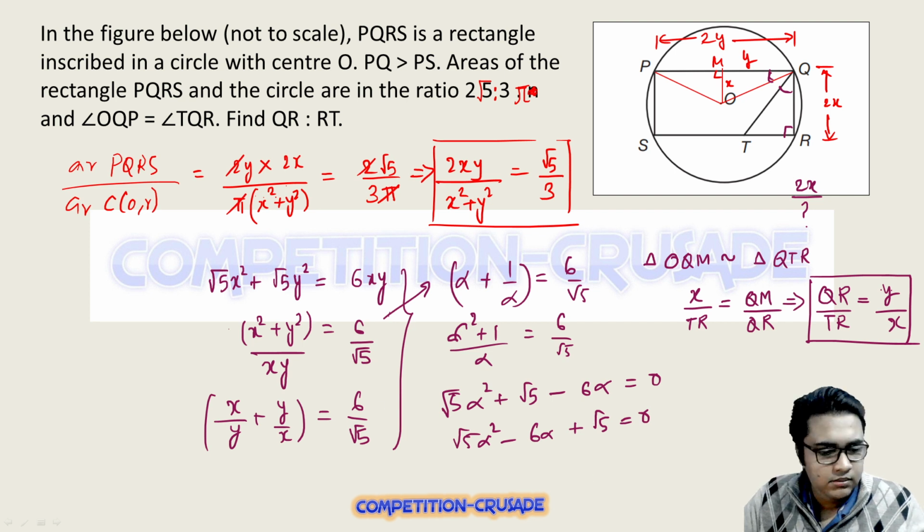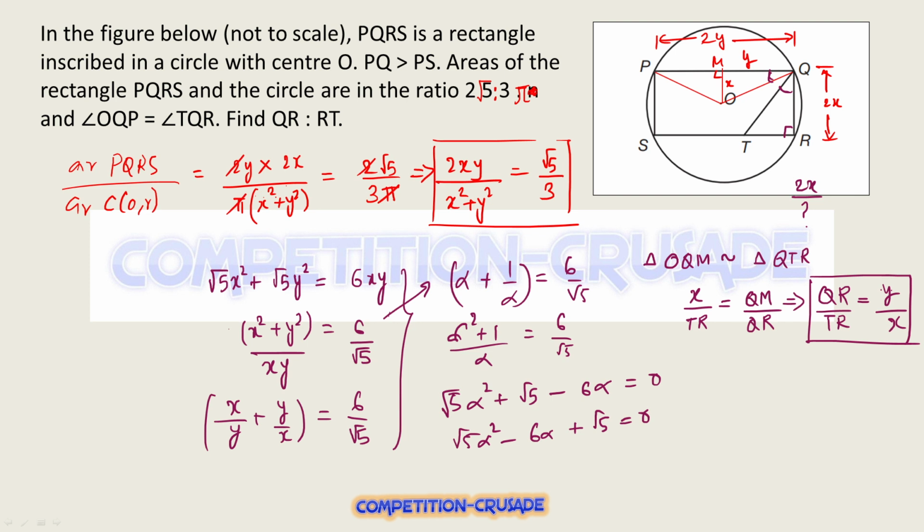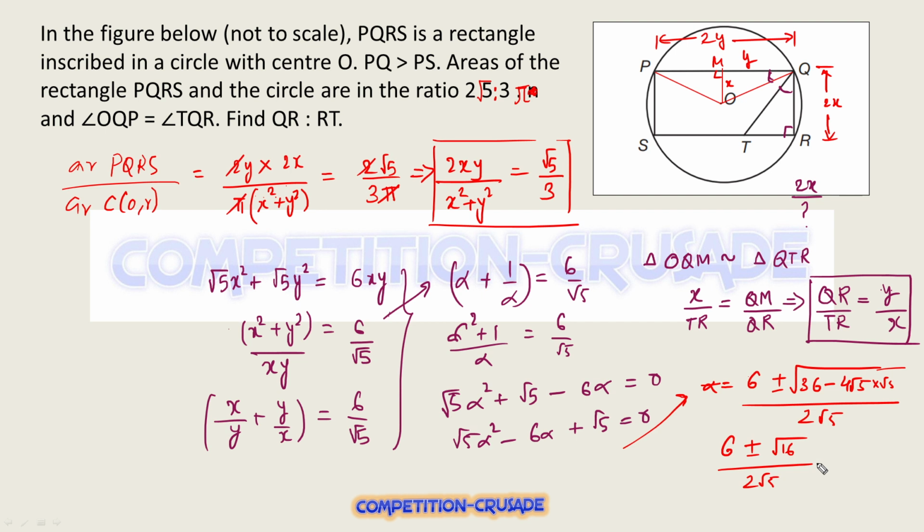Directly using the quadratic formula, alpha is equal to minus b, that is 6. Sorry, that is 6, plus minus root over b square, that is 36, minus 4ac, root 5 into root 5, by 2a, that is 2 root 5. I hope this is visible, that is clear. 5 4s are 20, so 36 minus 20 is 16. So 6 plus minus root 16 by 2 root 5.